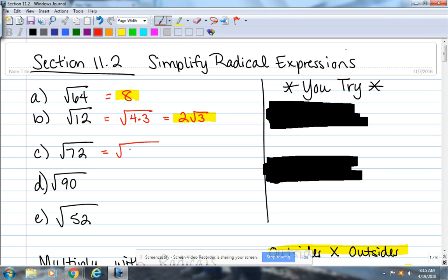So what times 36 equals 72? We make that radical 36 times 2. And what is the square root of 36? 6. So we pull that to the outside, and so we have 6 radical 2. Does that make sense, how we do that? The one that's the perfect square, we take the square root of it and pull it to the outside, and the one that's left we leave under the radical.